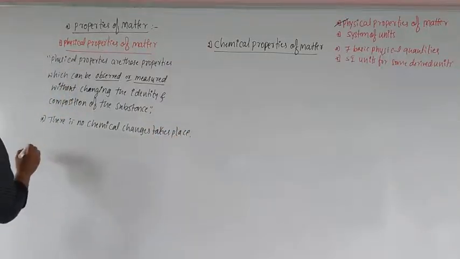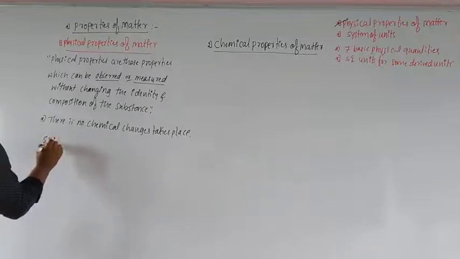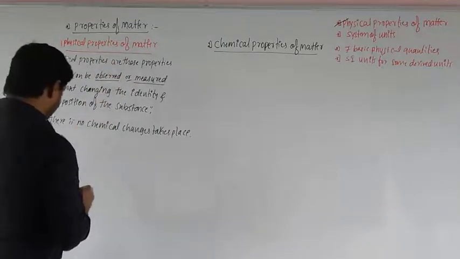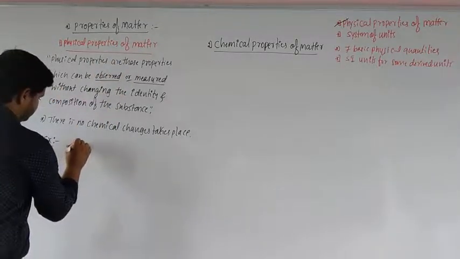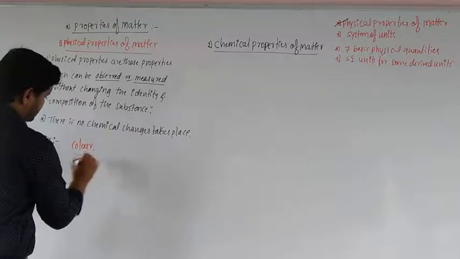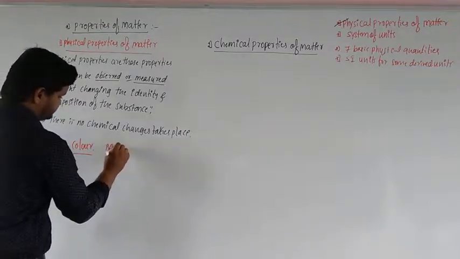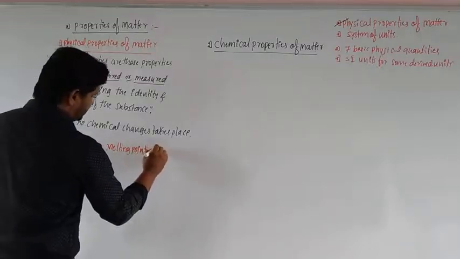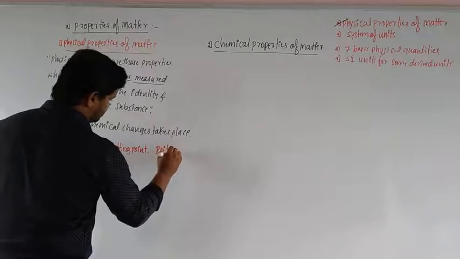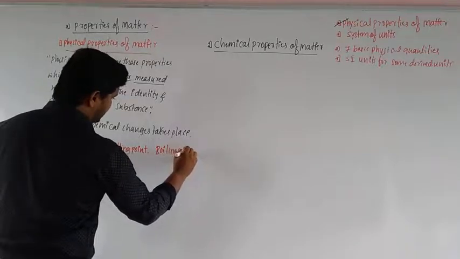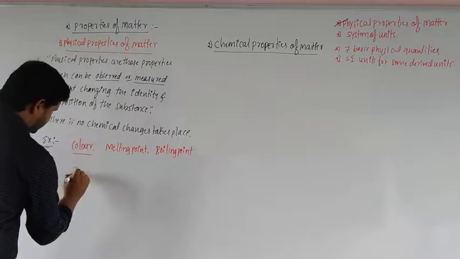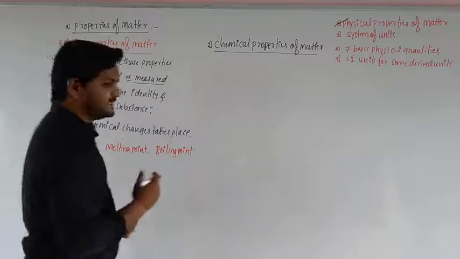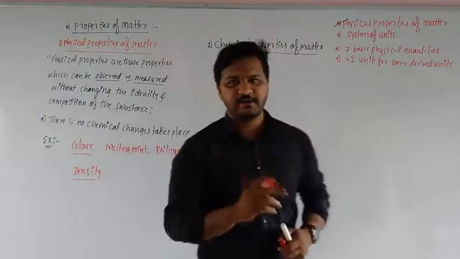Okay, and examples for physical properties are, first one, color; next one, melting point; and boiling point; and one more example, that is density. So these are the properties we can easily observe or measure without changing their identity.